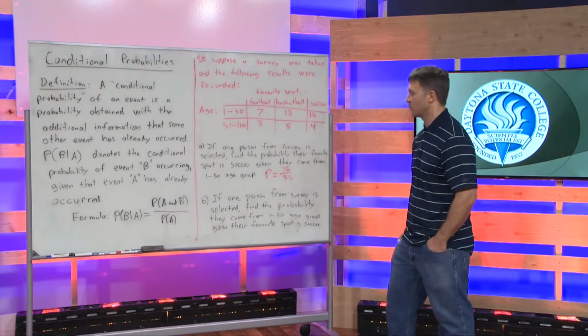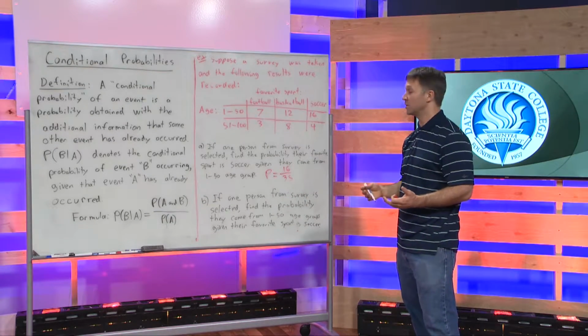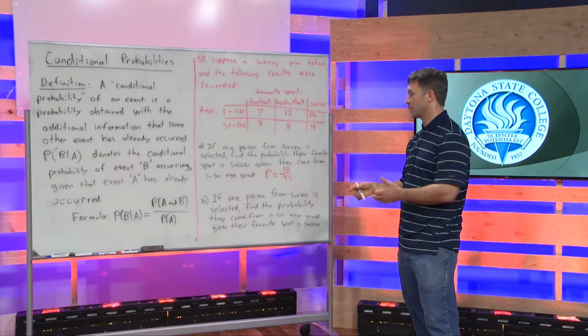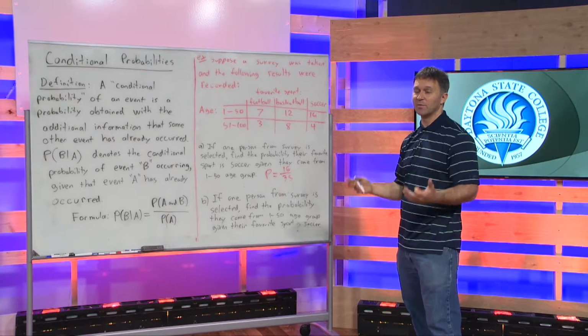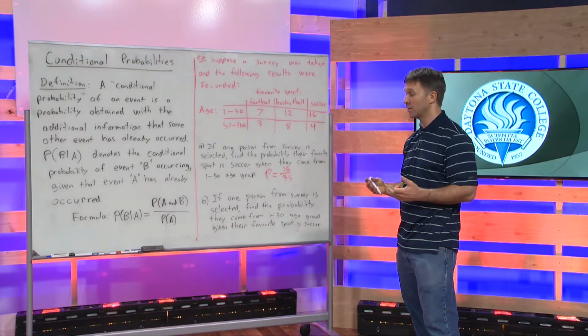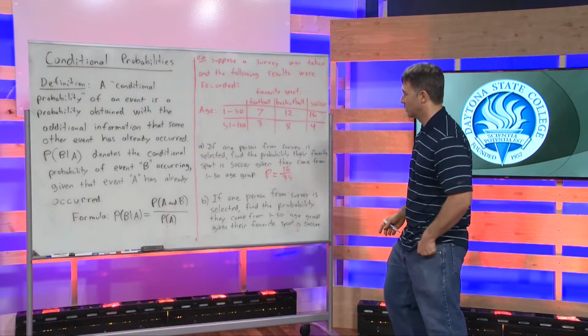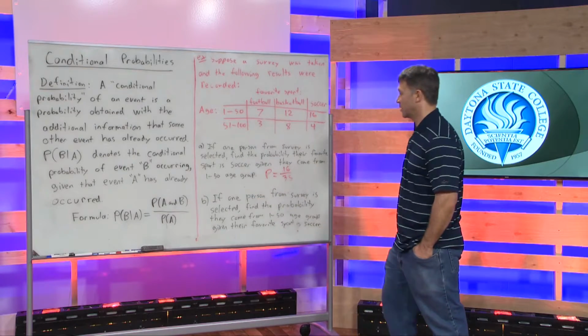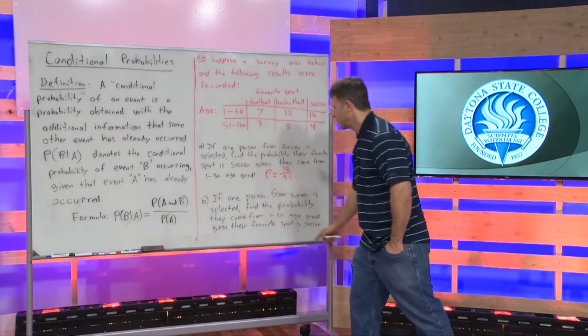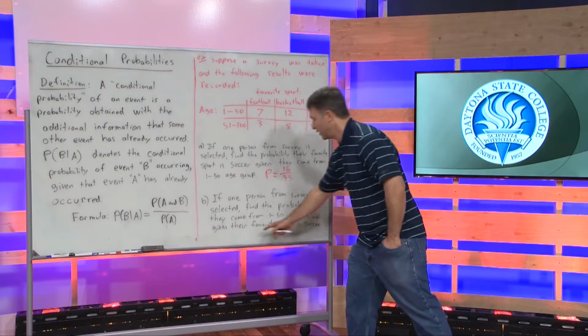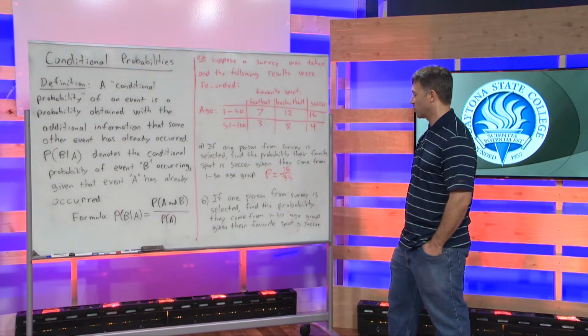Okay, now let's look at part B. Now part B, at first glance, it may look very similar to part A, but that's the whole point of this part B, to show you that with conditional probabilities, you have to be very careful and read the problem carefully and think about it slowly. Okay, if one person from the survey is selected, find the probability they came from the 1 to 50 age group given that their favorite sport is soccer.